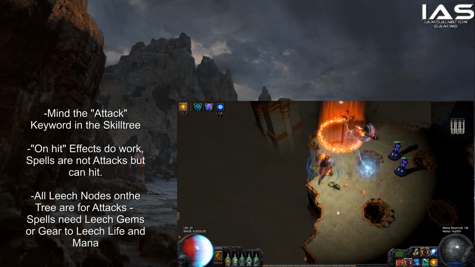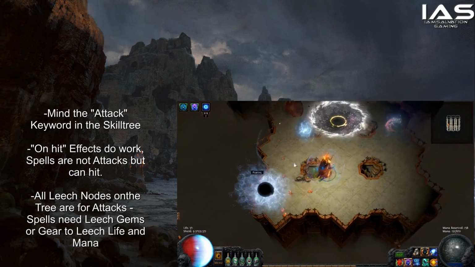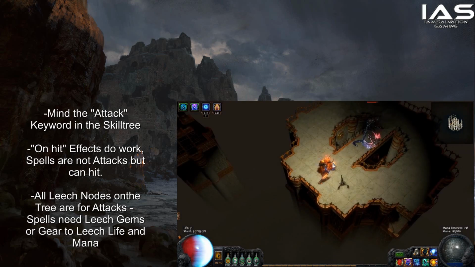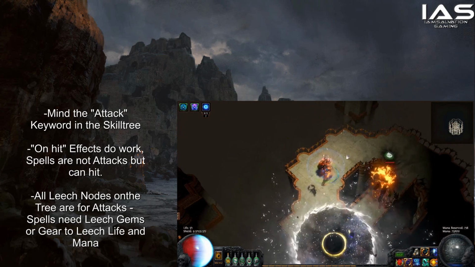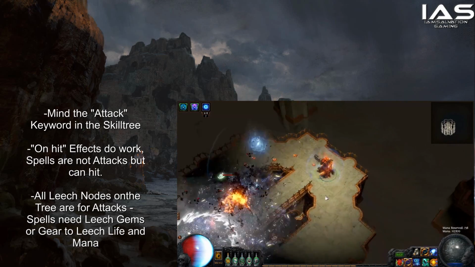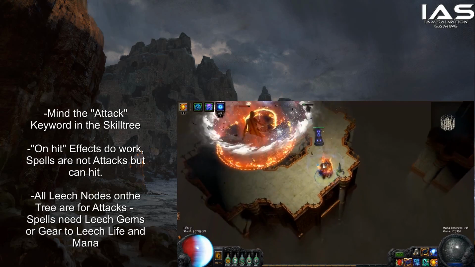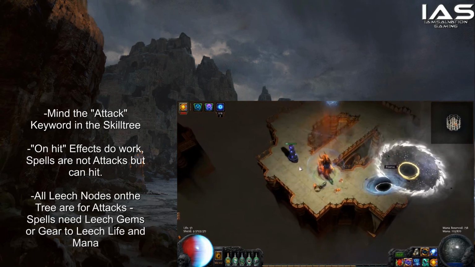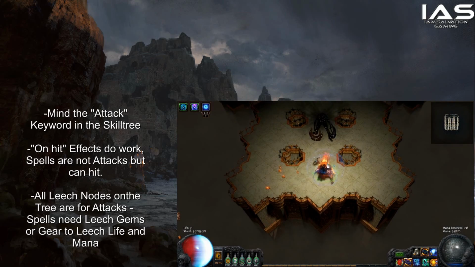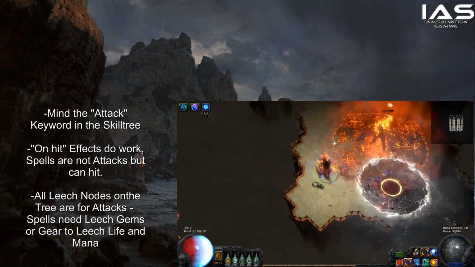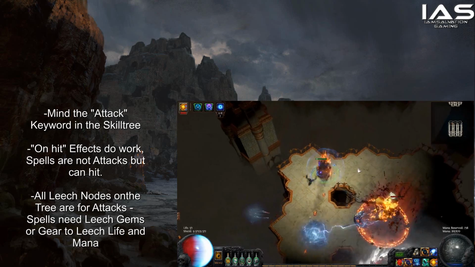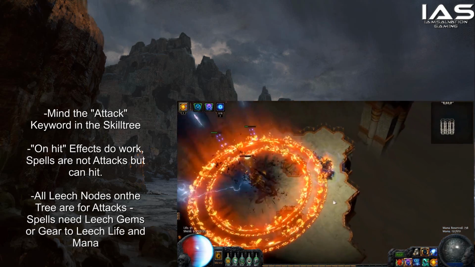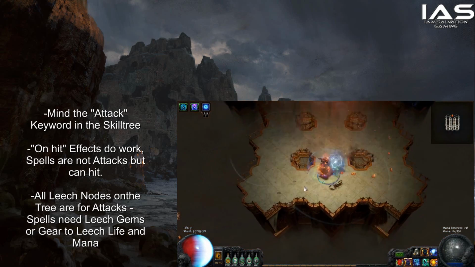This might seem like second nature or pretty natural to most long-time players, but for new players it's important to understand what the difference between attacks and spells is, and that not everything on the tree or from the support gems will work on both. I hope this video helped in that regard.